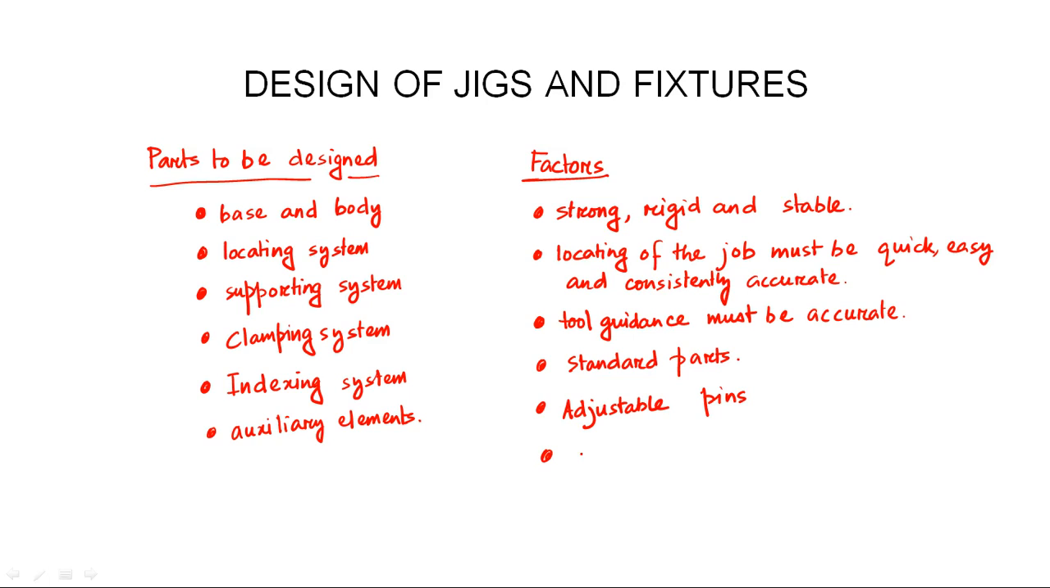Now we also need to consider how the chip will get removed. The second last point is machinability. It is very, very important. Machinability means whatever you draw must be machinable. And the last one is service life and cost. So these are the things that we need to consider while we design jigs and fixtures.